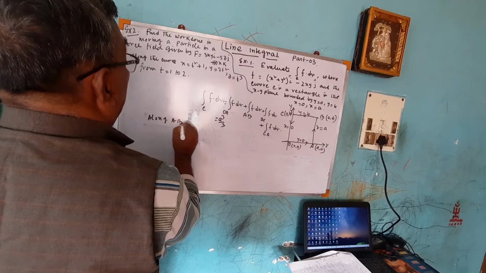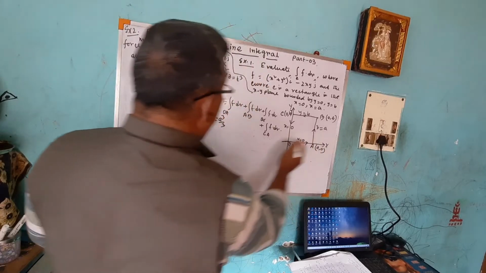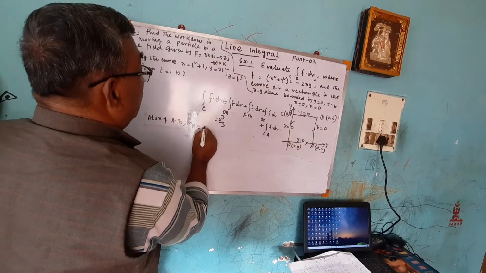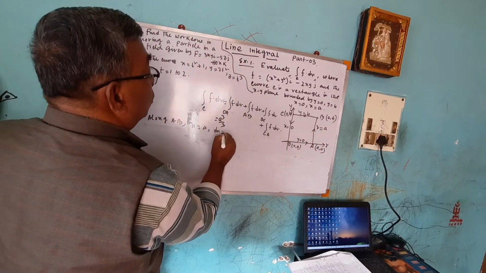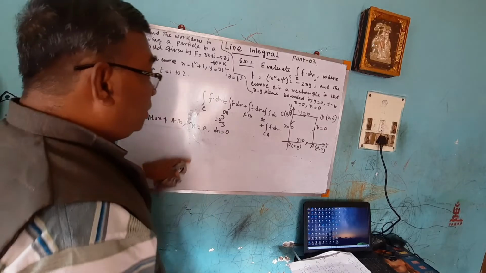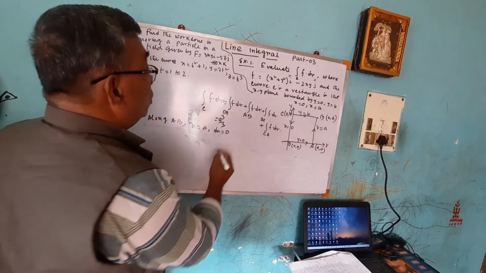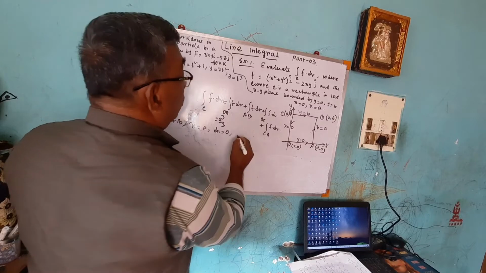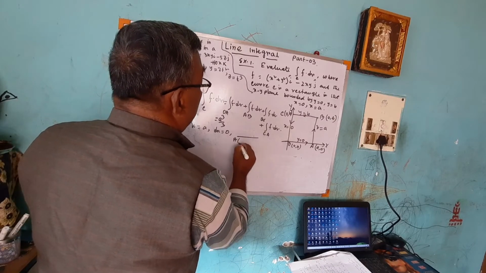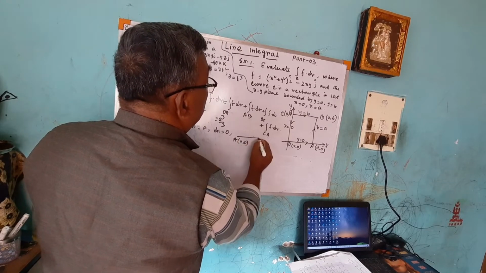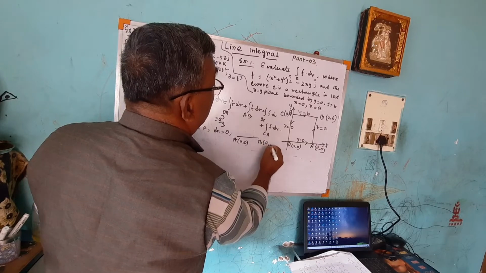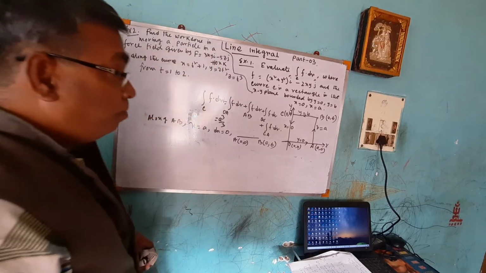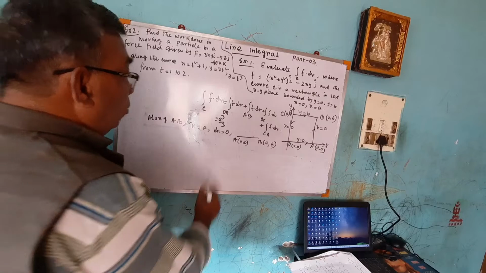AB. Along AB, you see x equal to a, so dx equal to 0. Taking the differential, dx equal to 0. A is a comma 0, B is a comma b. Try to understand. Okay, so now dx is 0.